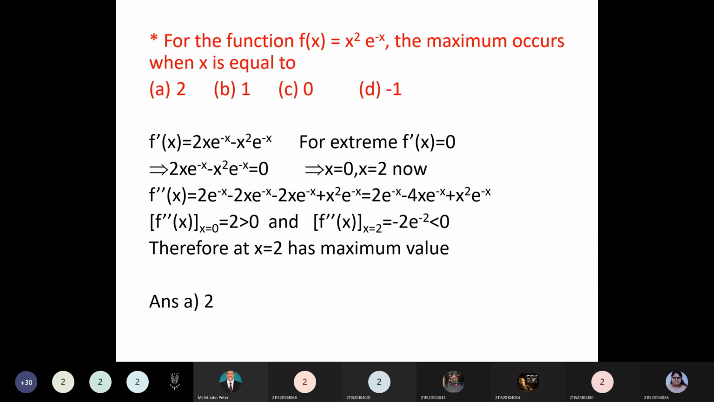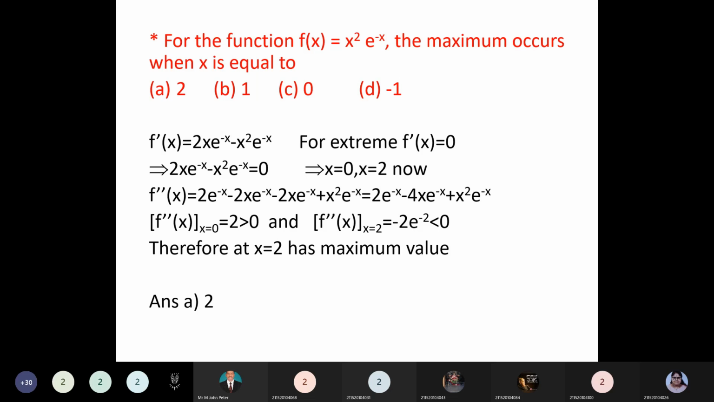So we have to check for x equal to 0 and x equal to 2. Second derivative at the extreme point. So when you substitute x equal to 0 in that function, e power minus 0 or plus 0, both are the same, meaning that value is 1. e power 0 is 1. e power minus 0 or plus 0 is nothing but e power 0 only.